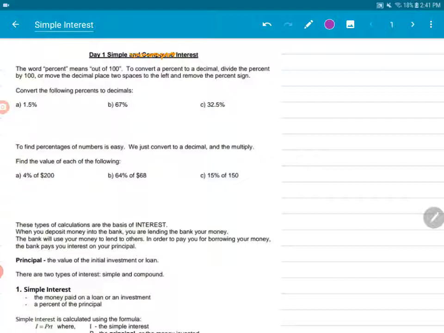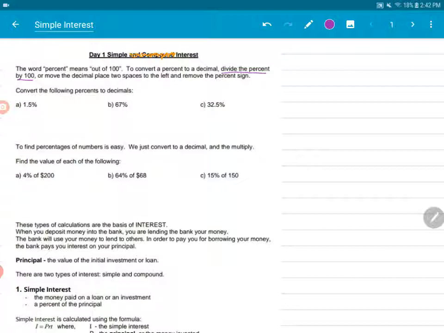And a lot of these questions have to do with percentage rates, interest rates, which are often given as percent, but when you use them in your equations, they need to be in decimals. So this first example is going to be turning percent into decimals. To convert a percent to a decimal, you have to divide the percent by 100, or move the decimal place 2 spaces to the left and remove the percent sign.